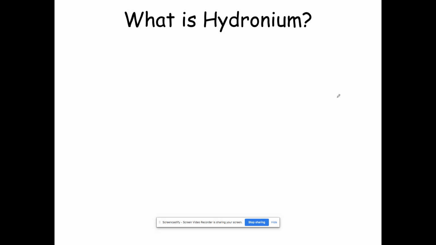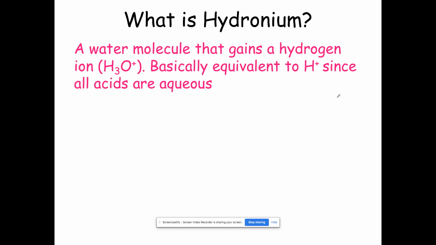Table E, what is hydronium? It's the very first one on there. Hydronium is H3O plus. Notice water is very similar to hydronium with one little change, an extra H plus. So hydronium is essentially a water molecule that has gained an H plus.